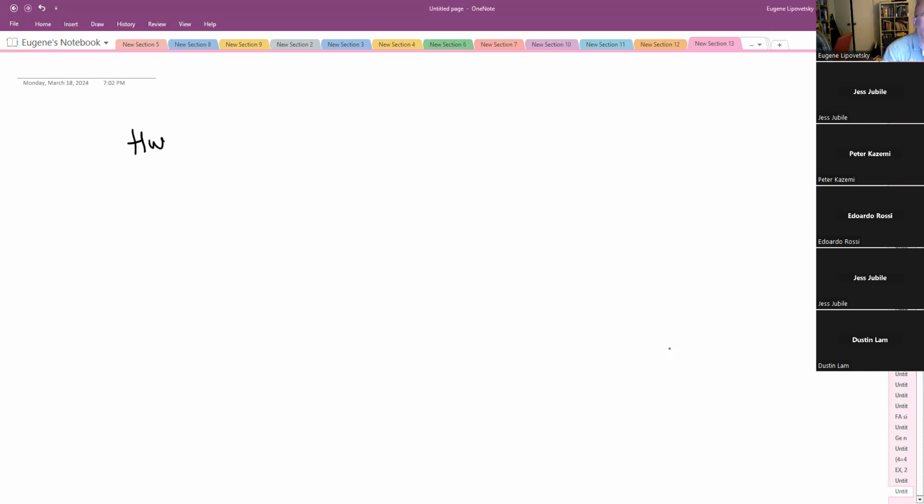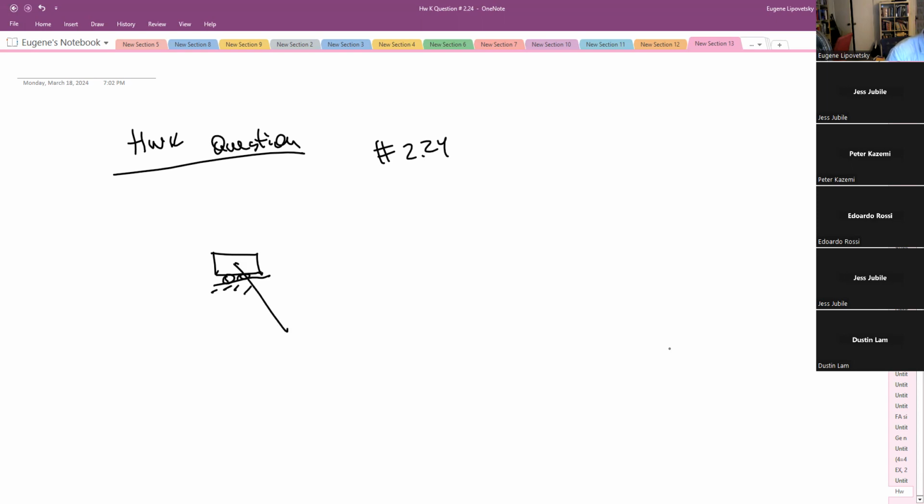So, homework question. Problem number 224. A cart that is free to move, and to this cart we have a double pendulum attached. This is 2M. This is M. And this is also M. This is B, and this is B.